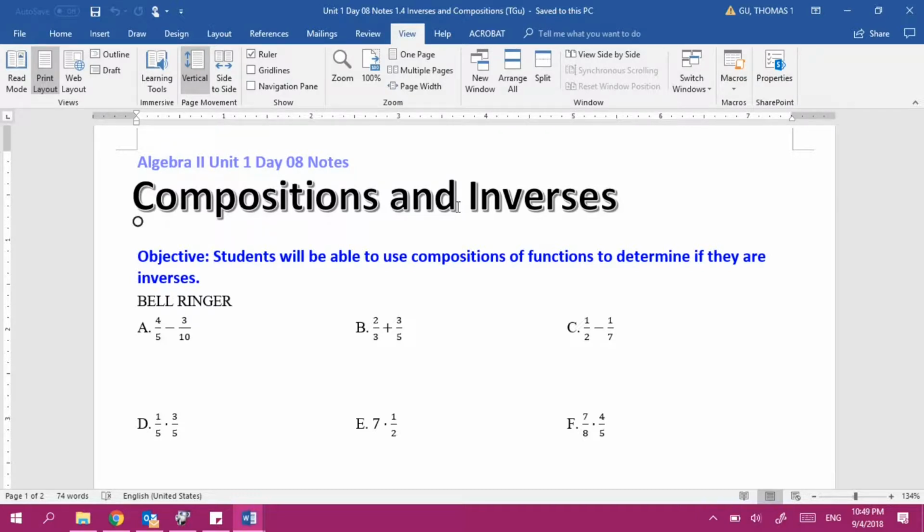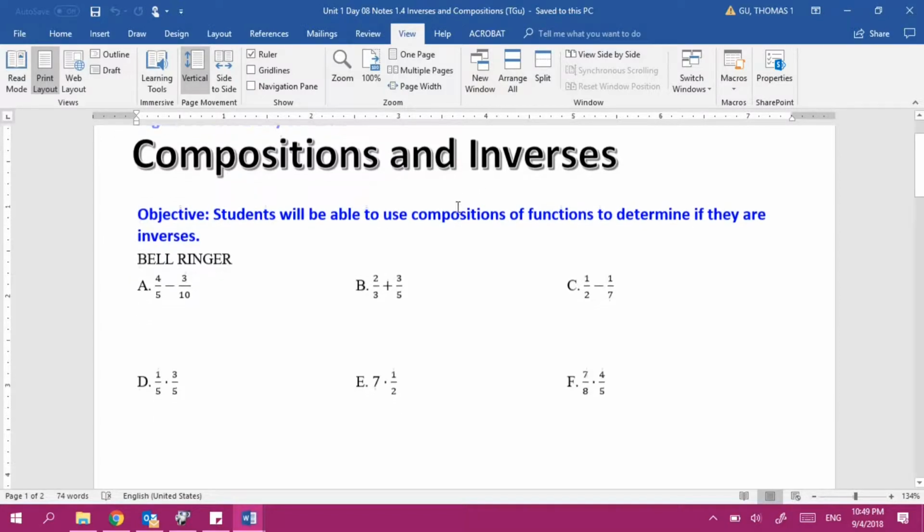Today, we're going to be doing a streamlined learning experience, and we're going to be learning about compositions and inverses. The objective here is that we're going to be able to use compositions of functions to determine if those functions are inverses. But first, let's start off with a little bell ringer.